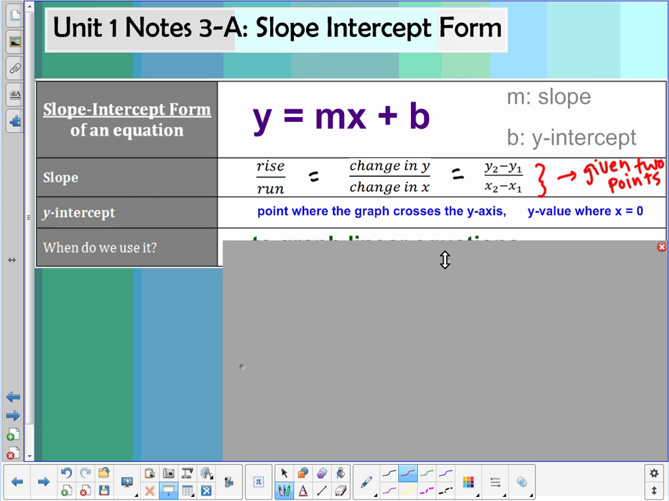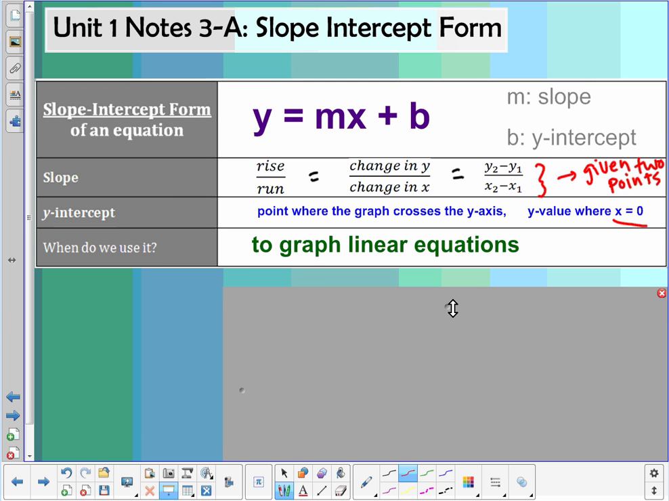The y-intercept is the point where the graph crosses the y-axis. So it's also where x is equal to 0. Wherever x equals 0, that's the y-intercept. Where we use this is to graph equations. We use slope-intercept form to graph linear equations.